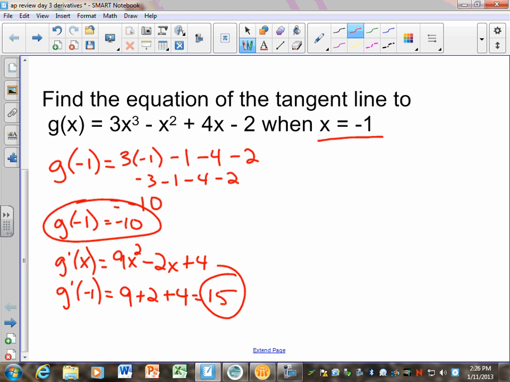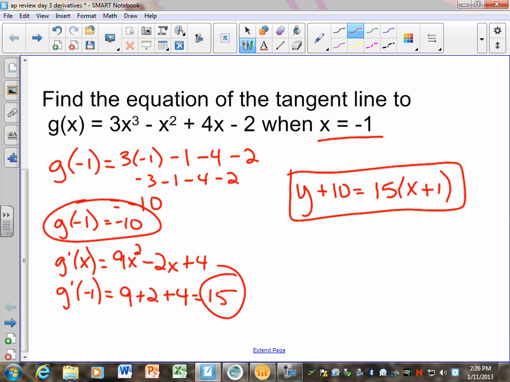If it's a free response question, don't oversimplify it. Leave it in point-slope form. y minus y, which is negative 10, equals my slope times x minus my x value, which is negative 1. And there's no need to simplify that. If it's a multiple choice question and it's in slope-intercept form, then obviously you'd want to work it out. But writing tangent lines is definitely something I could almost promise you is going to be on the AP test.